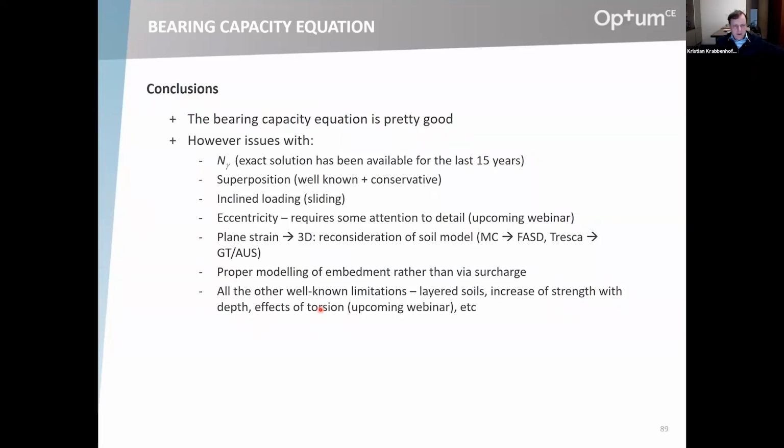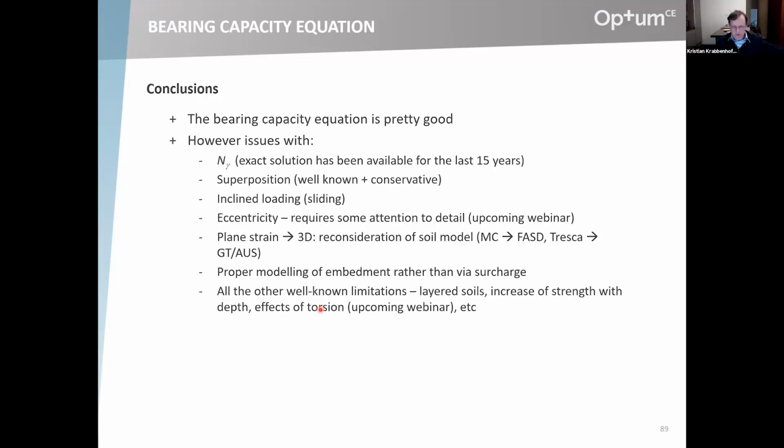That superposition, well, it's conservative. It's well known it's conservative. You probably don't want to do anything about that. Inclined loading, there's this issue with sliding. You could include that in your inclination factors. Eccentricity, a very interesting topic that we'll talk more about in a couple of weeks, and not necessarily that straightforward to handle with the bearing capacity equation.